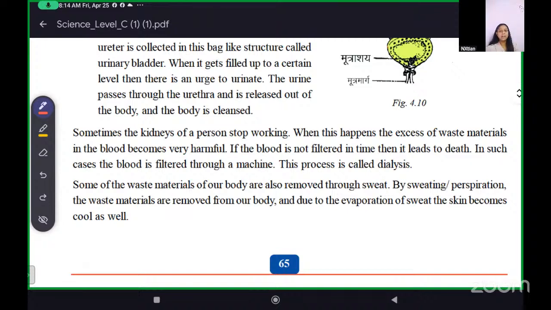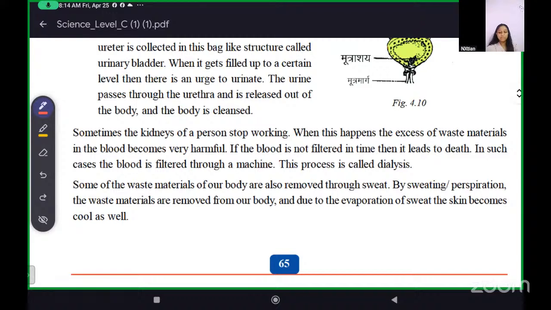Your body is connected to a machine, and your blood goes into it, is filtered in it, and is then transported back into your body. This system is known as dialysis, where, when the kidneys stop functioning, the blood is filtered through a machine. The process is known as dialysis.